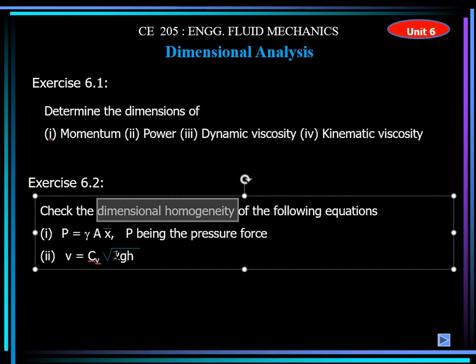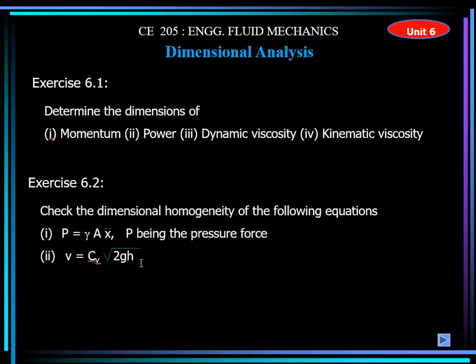Under the root, you will get the 2. The 2 has no dimension, so forget about this. G is length per T square, L over T square. H is, again, L. So the L and L will cancel out. So you will get length square over time square. The under root will cancel the squares. So you will get on both sides L over T. So that will be compatible.